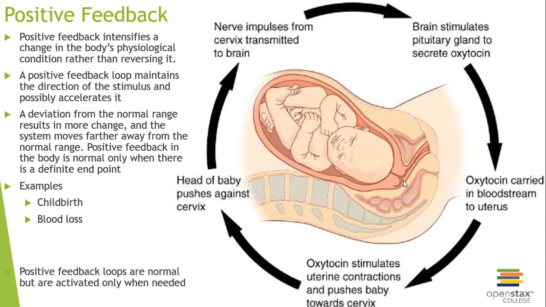I would keep in mind that positive feedback loops are normal, but are activated only when needed. So seeing a positive feedback loop is not something you should be alarmed at, but it's not something that occurs in everyday homeostatic balance. As I said previously, most of the feedback loops you're going to see are going to be negative feedback, but there are some specific examples like childbirth or blood loss or things like that that are going to be positive feedback.